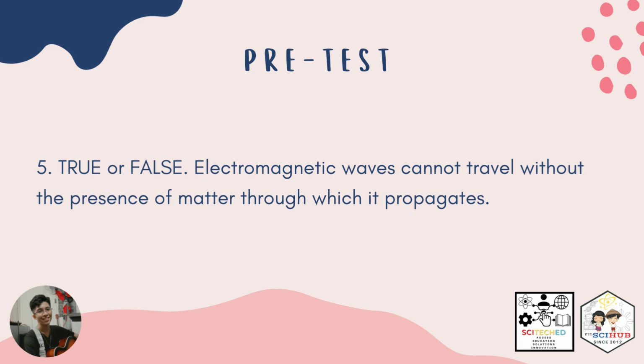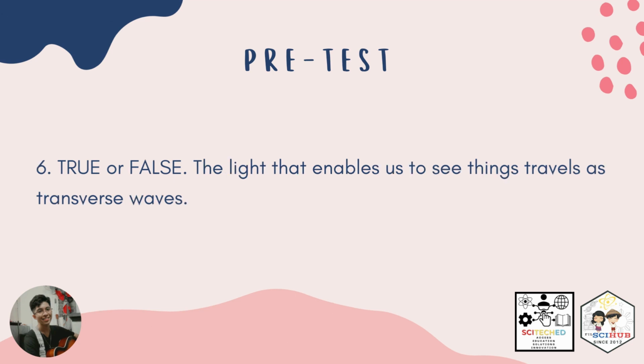Number 5. It's a true or false statement. Electromagnetic waves cannot travel without the presence of matter through which it propagates. Again, electromagnetic waves cannot travel without the presence of matter through which it propagates. Number 6. True or false? The light that enables us to see things travels as transverse waves. Again, the light that enables us to see things travels as transverse waves.